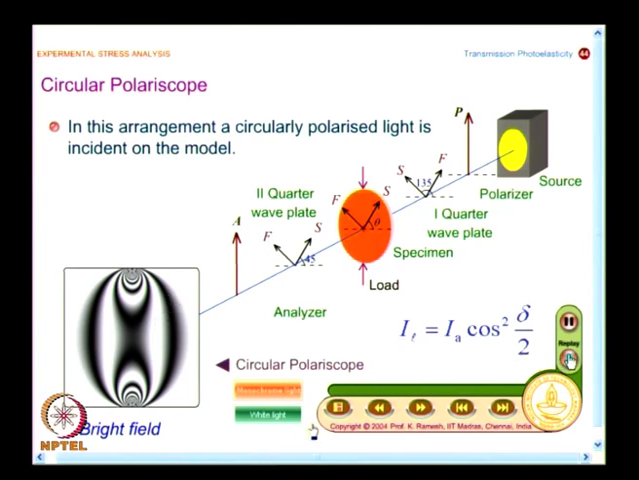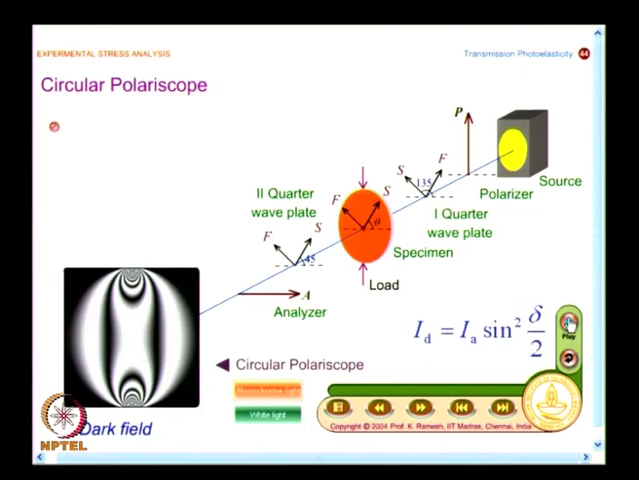I repeat the animation, you just have a look at it. So, what I have here is the polarizer, first quarter wave plate, model, second quarter wave plate. No change is done. Instead of analyzer vertical, I have kept the analyzer horizontal. I see the background as dark, and I see fringes also in a particular fashion. If you recall, in a plane polariscope, we had only the dark field; we never looked at the bright field. The bright field was not giving any information.